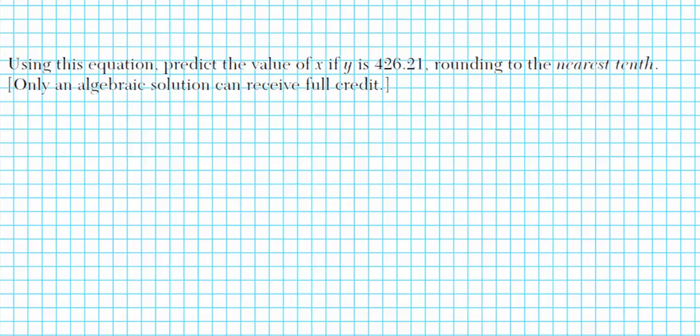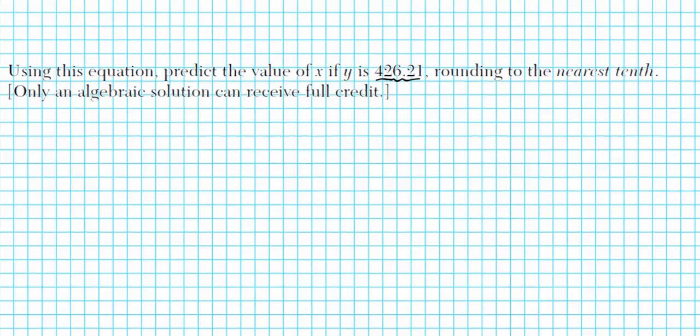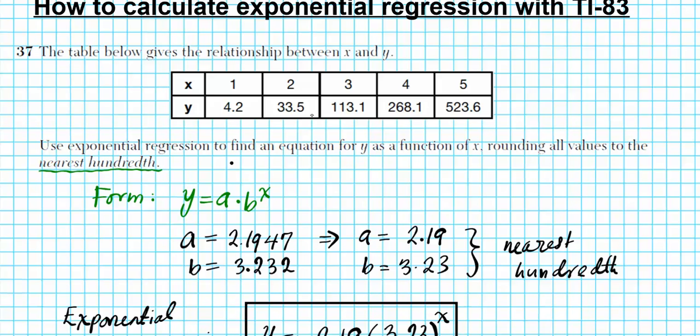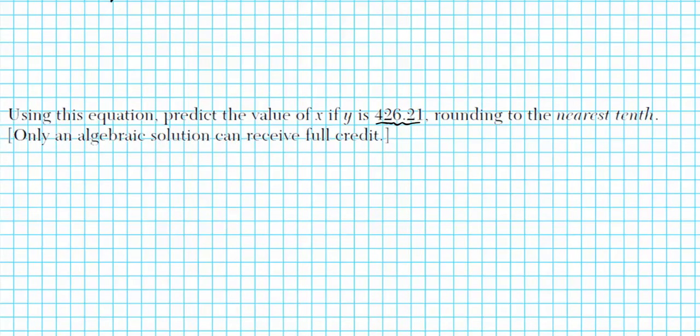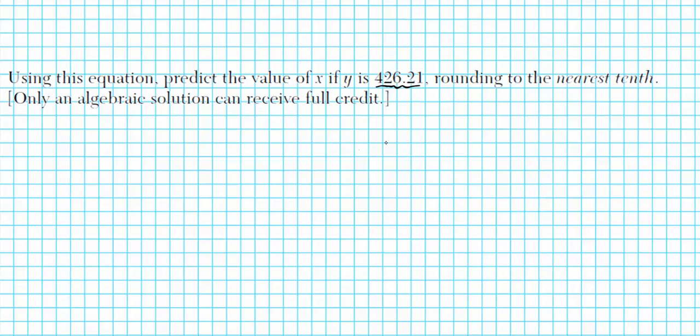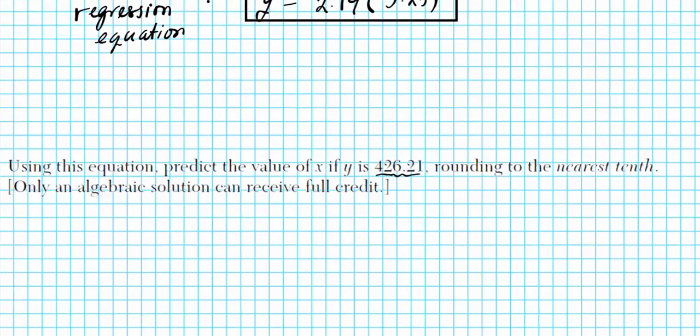Okay, so you see we can use our model to predict what input will result in its output. If you look at the table that we're provided with here, we don't have any output value of 426.21. But with this model, we can predict what input value will yield that output. So that is the power of exponential regression. Any kind of regression modeling just helps you make reasonable predictions for points that are not included in the provided data set.